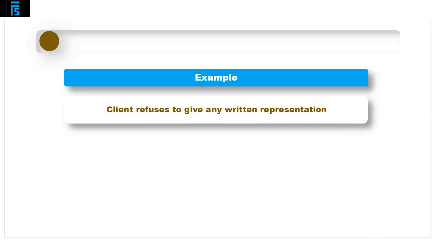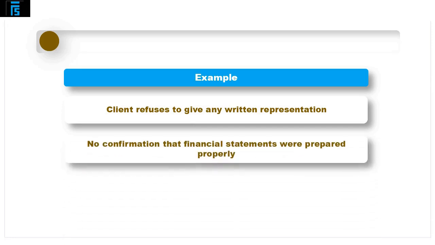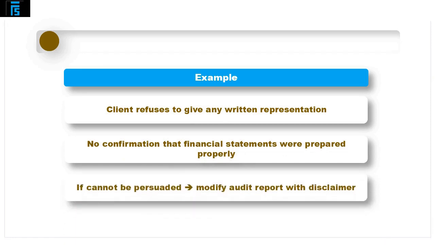These must be obtained as evidence and must confirm matters such as that the financial statements are free from material misstatement, events have been disclosed correctly, and all books and records have been provided to the audit team. Without such confirmations, the auditor will not have the confidence to provide reasonable assurance on the accounts. If the directors cannot be persuaded to provide a written representation, the auditors would have no choice but to modify the audit report with a disclaimer.